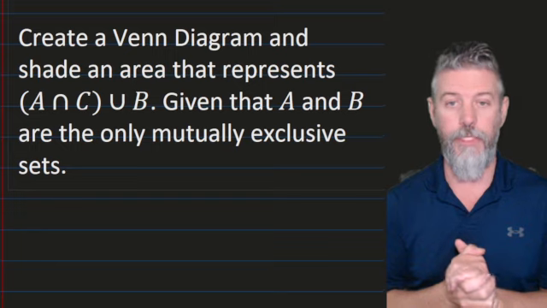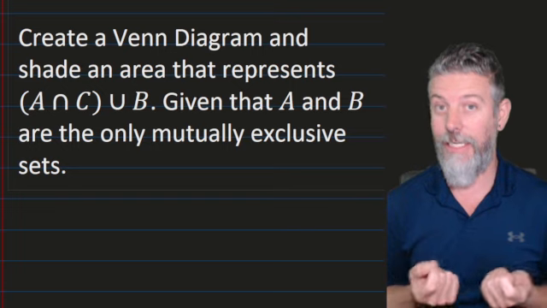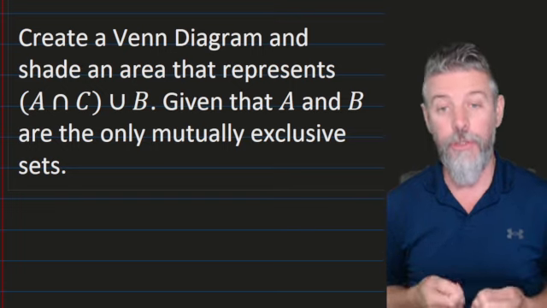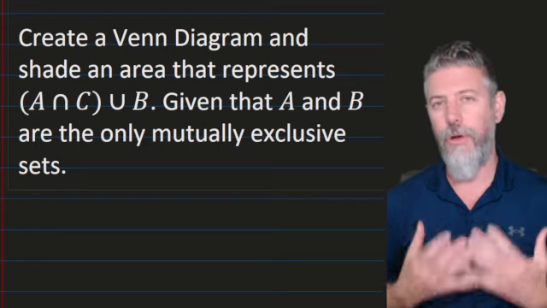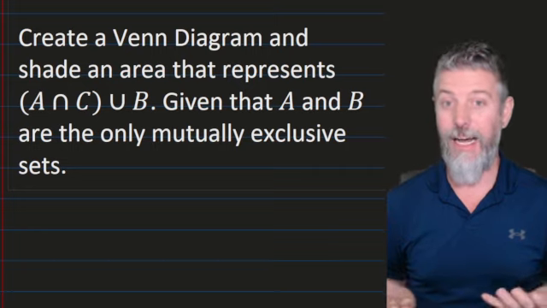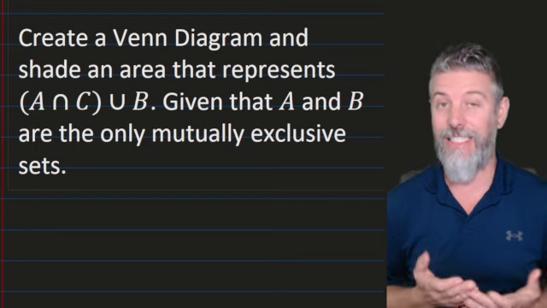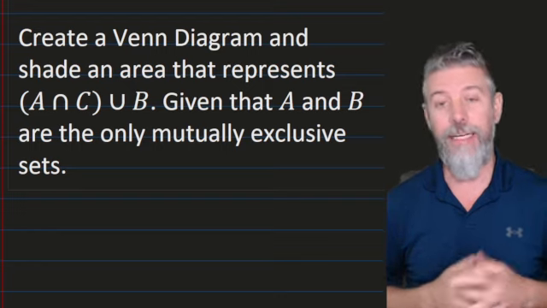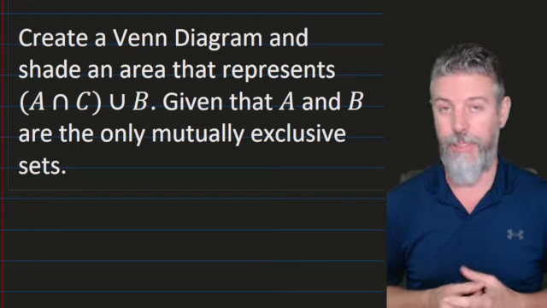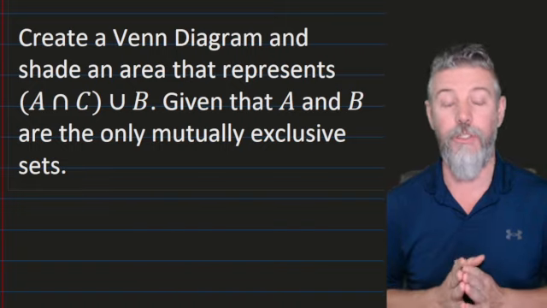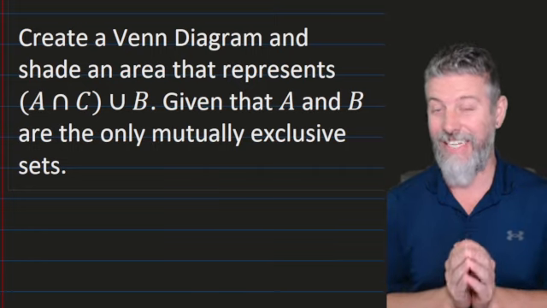But in this situation, we're given that A and B, well, it says here, and it's a key word in this question, are the only mutually exclusive sets. So what does that mean? If they're the only ones, then the other sets aren't mutually exclusive. And the other set in the question here is set C. So that must mean that A and C are not mutually exclusive, and they certainly couldn't be, because the question is asking us to shade a region that defines A and C.